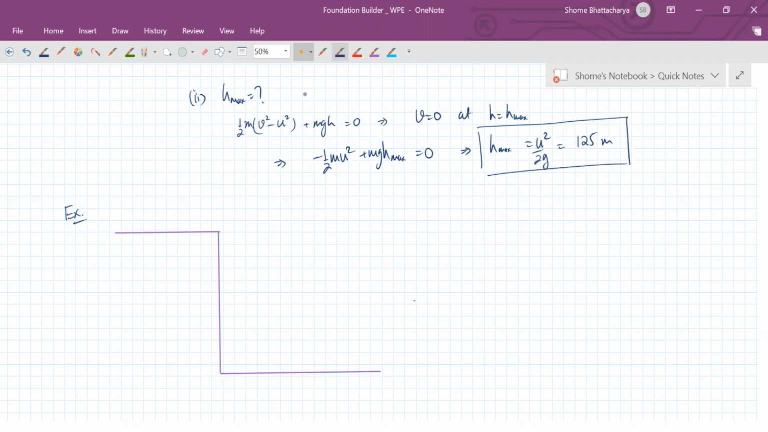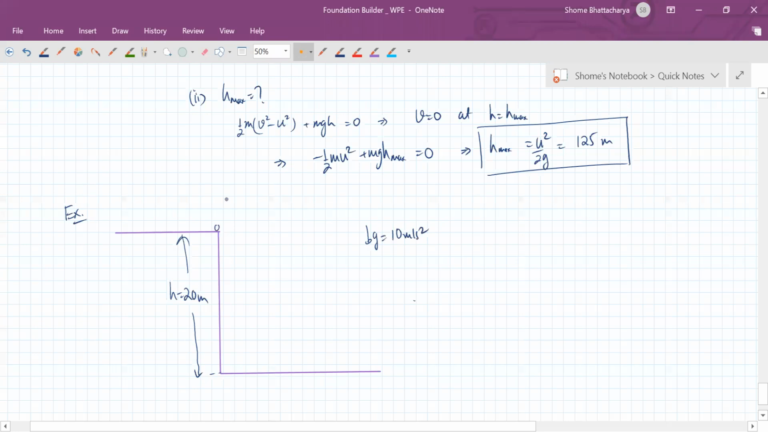So this is a height of 20 meters. Take g as 10 meters per second square. Now a particle is given a horizontal speed of 15 meters per second and comes down in projectile motion like this, as you know. And you have to just find the speed with which it impacts the ground. Find v, the speed of impact on the ground.